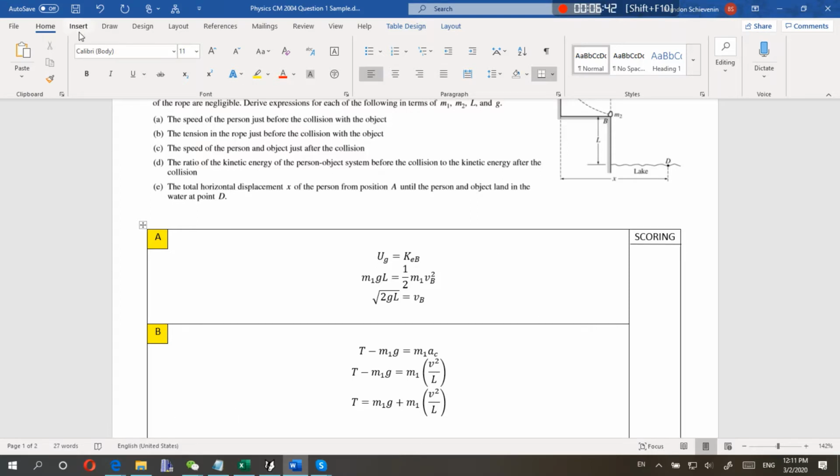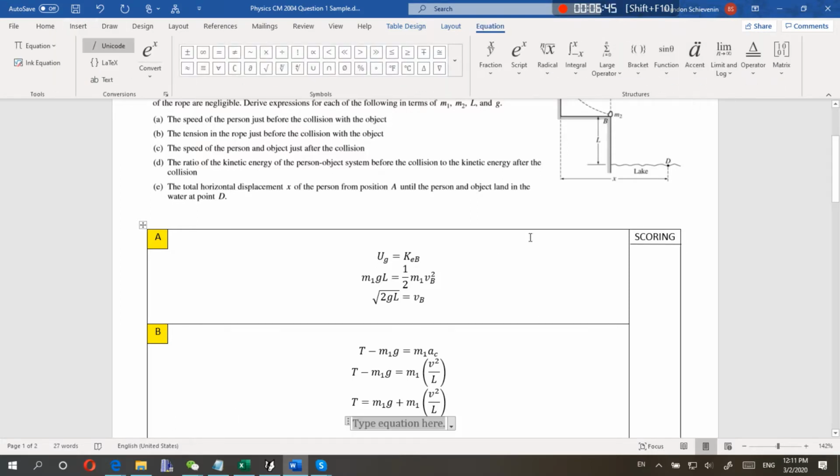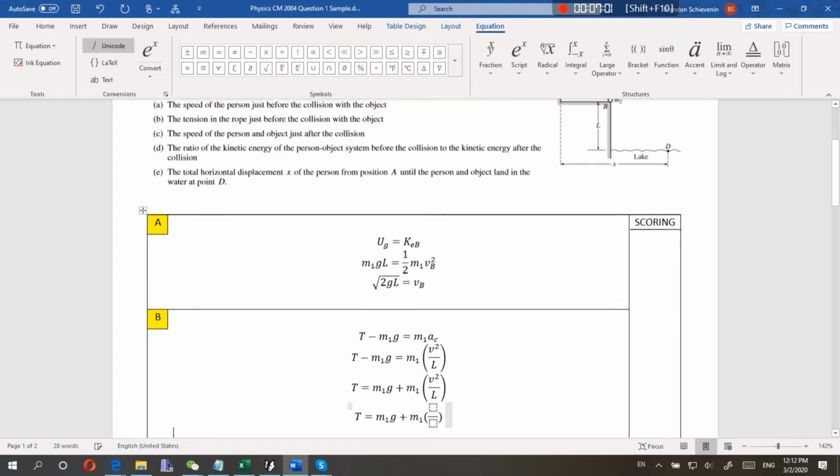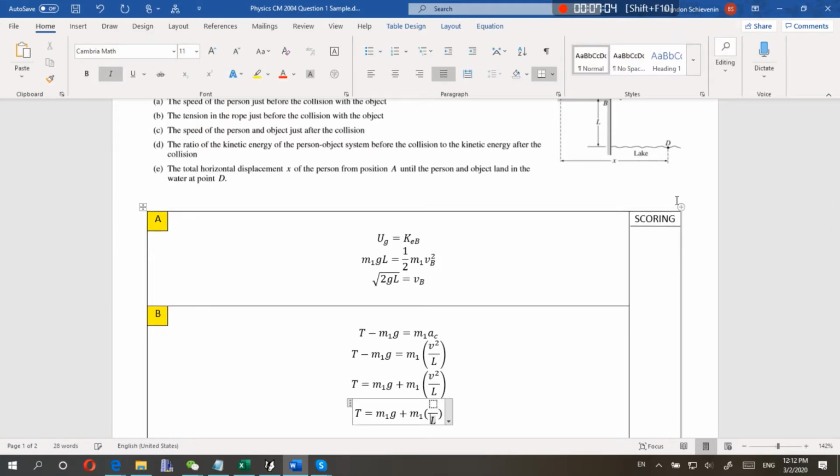We substitute V. Okay, so this V is VB right now. So I can sub in for that. Yep. So our tension is equal to M sub 1 G plus M sub 1 times V squared over L, where V is root 2GL. Okay, so what's going to happen there?